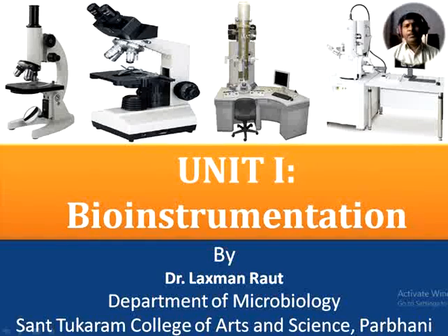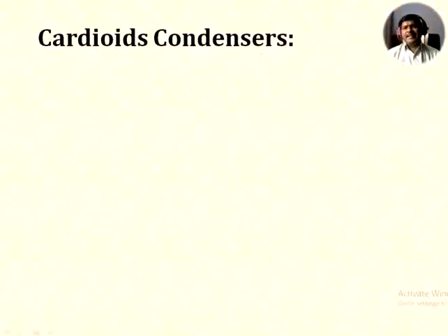Hello, good morning students. In the last session we discussed the condenser, which is the light gathering device fitted below the substage. Among these we studied the Abbe's condenser. Now today we have to discuss another two types of condenser, that is the Cardioid condenser and parabolic condensers. First of all, we see the Cardioid condensers.